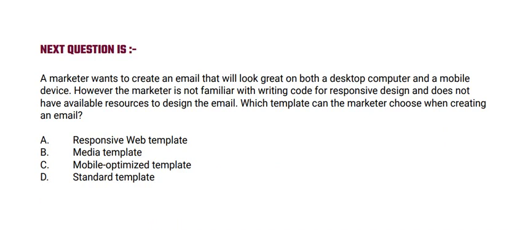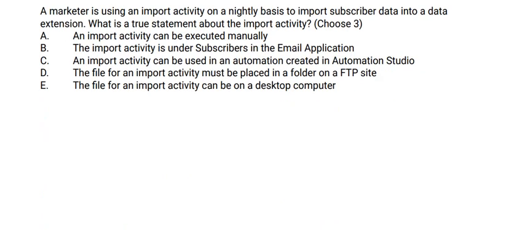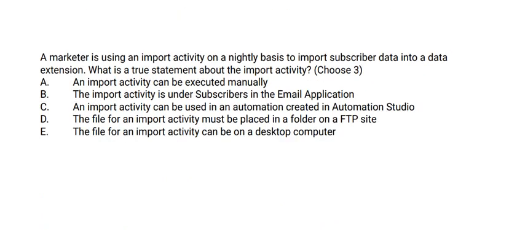Options are: option A, responsive web templates; option B, media template; option C, mobile optimized template; and option D, standard template. The correct option is option C. Next question is, a marketer is using an import activity on a regular basis to import subscriber data into a data extension. What is true about the import activity?